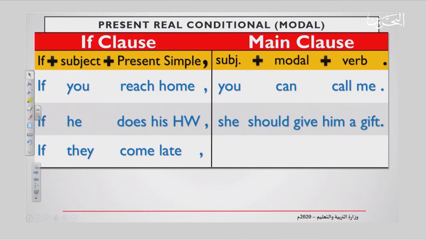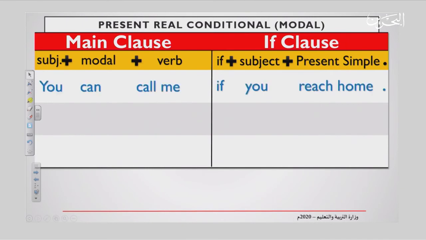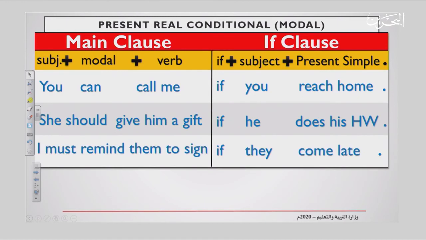If they come late, comma, I must remind them to sign. Must is a modal. You can flip them again. Subject plus modal plus verb, if subject, present simple, full stop. You can call me if you reach home, full stop. The Y in you is capital. The I in if is lowercase. There is no comma. She should give him a gift if he does his homework. I must remind them to sign if they come late, full stop.